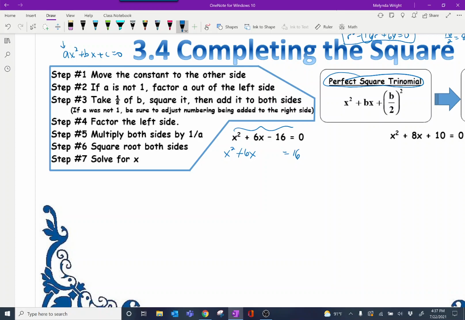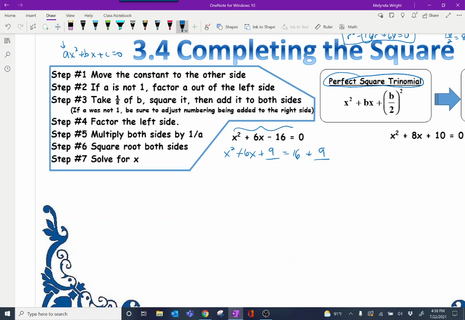Step 3, we're going to take half of b. Remember, b is the number in front of the x, so b is 6. We're going to halve it. Half of 6 is 3. We're going to square it. 3 squared is 9. And then we're going to add it to both sides. Some people like to put blanks there. So half of 6 is 3, 3 squared is 9, so I add 9, add 9. That is step 3.